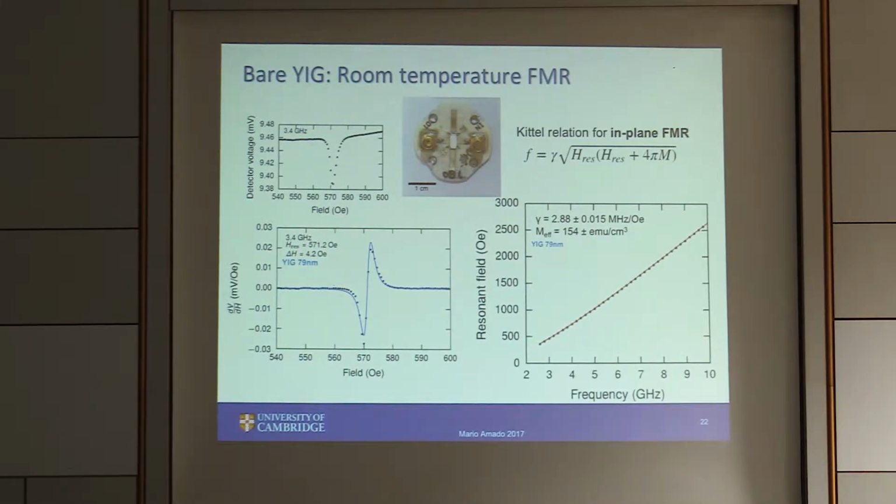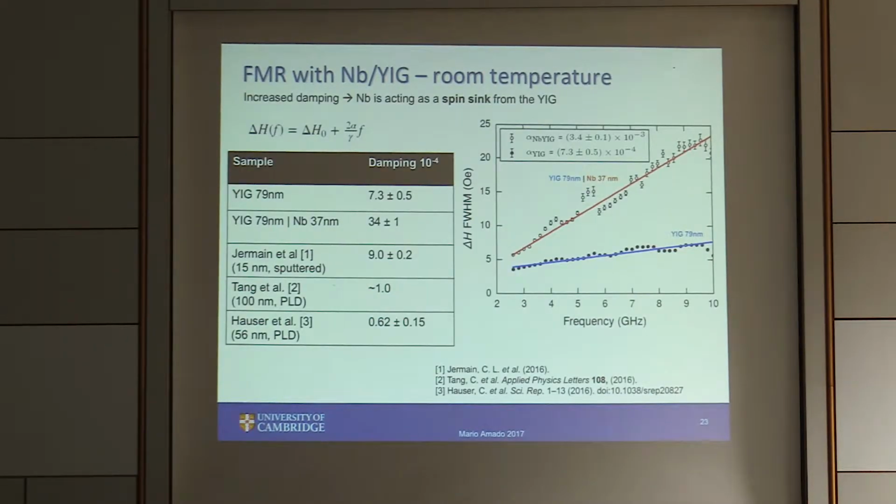Estimating the Gilbert damping parameter of YIG at room temperature is pretty straightforward. You can use cavity FMR or strip lines, and from the Kittel relation we can estimate the magnetization of our YIG, the gyromagnetic ratio, and also from the full width at half maximum of this line, we can obtain the alpha parameter.